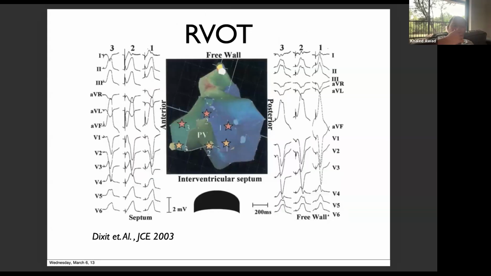So the RVOT now, if we were to break it down, we would see that transition makes a difference. Septal versus free wall makes a difference. Anterior versus posterior makes a difference. So what does that mean? So notice, for example, between those two distinctions, the one on the left is the septal side of the RVOT, the one on the right is the free wall side of the RVOT.